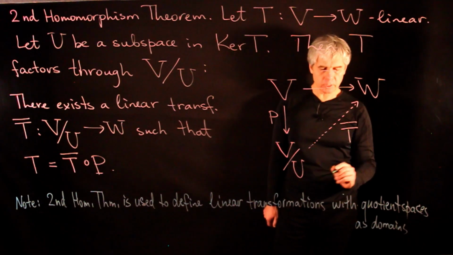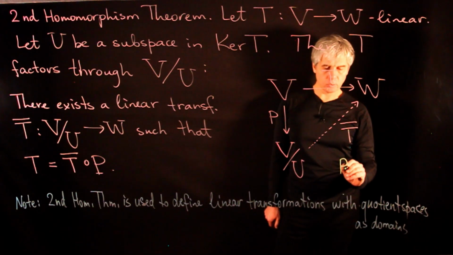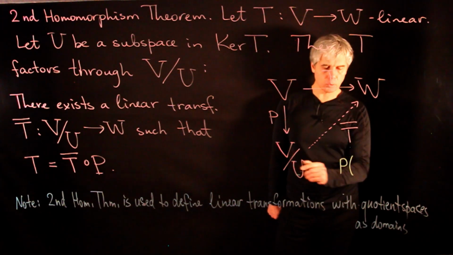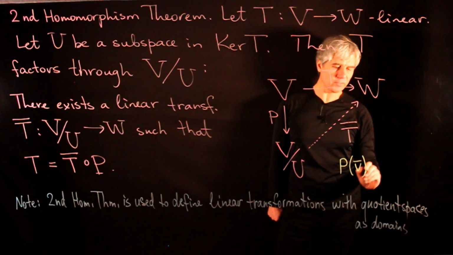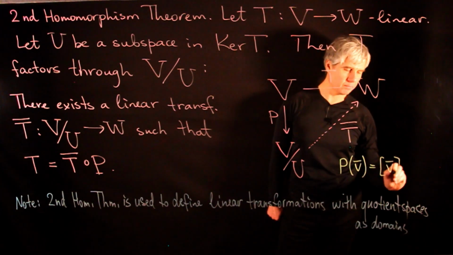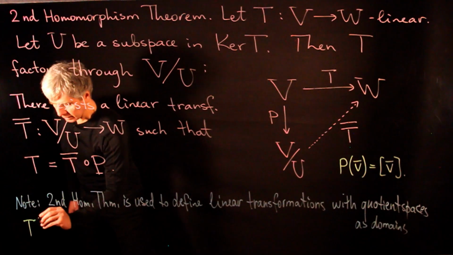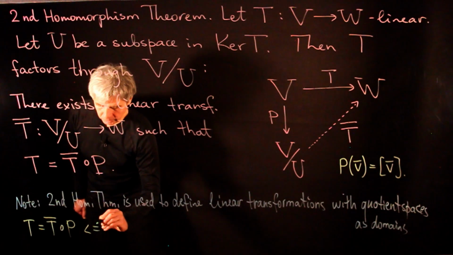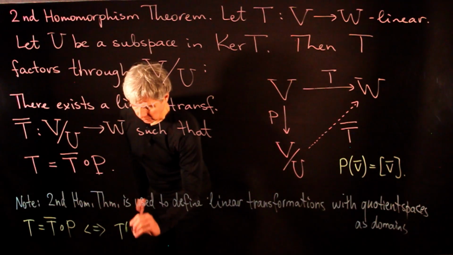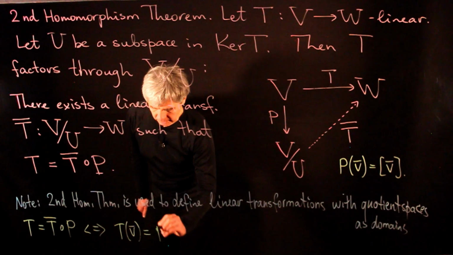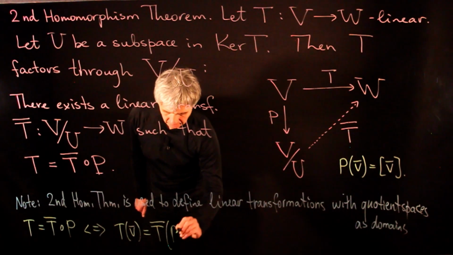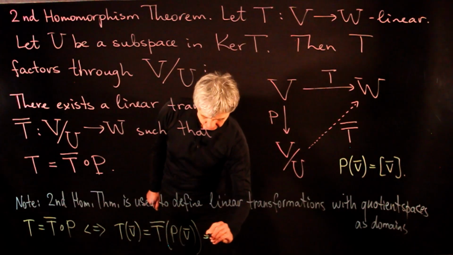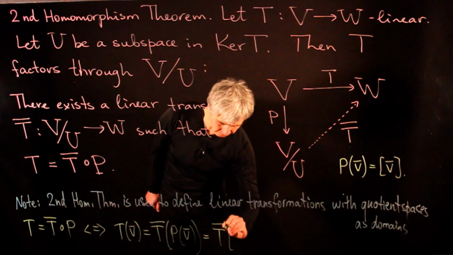Now let us recall what our canonical projection was. The canonical projection P was a transformation from V to the quotient space V quotient by U that sends each vector to its equivalence class. So this formula, T is equal to the composition of T bar with P, is equivalent to the following. It says that T of a vector V is equal to T bar of P of V, but P of V is the class of V. And so this becomes T bar of the class of V.